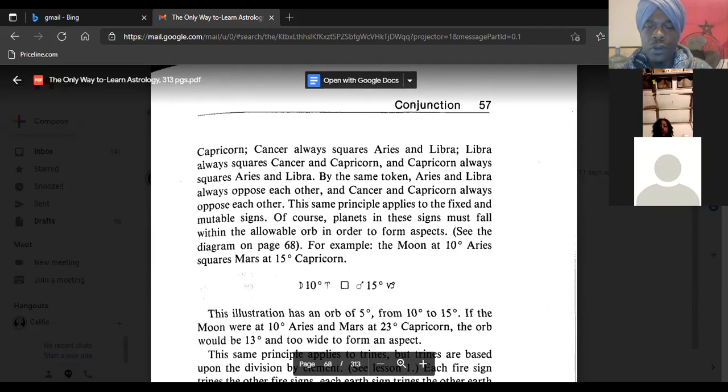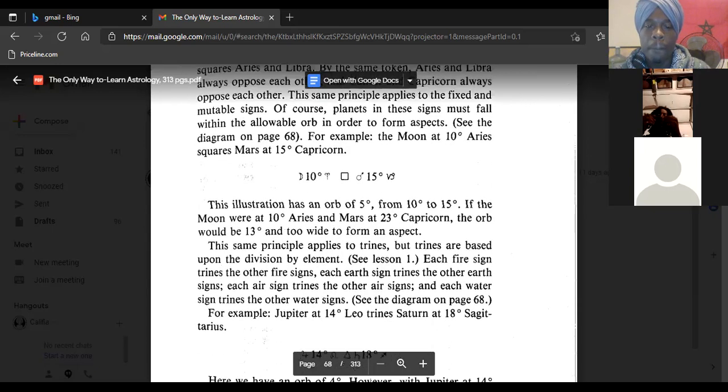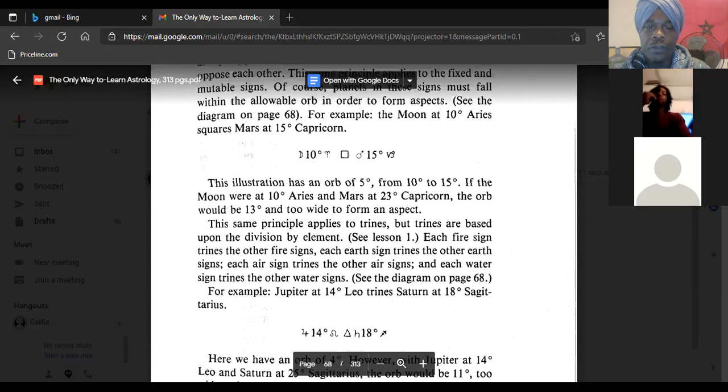This same principle applies to the fixed and mutable signs. Of course, planets in these signs must fall within the allowable orb in order to form aspects. See the diagram on page 68. For example, the Moon at 10 degrees Aries squares Mars at 15 degrees Capricorn. And there's a schematic to illustrate what was just read.